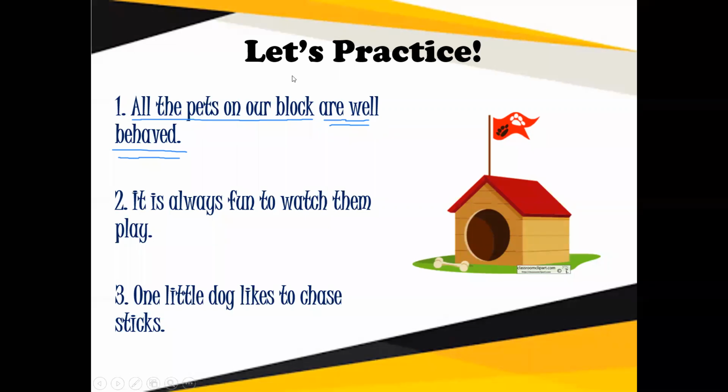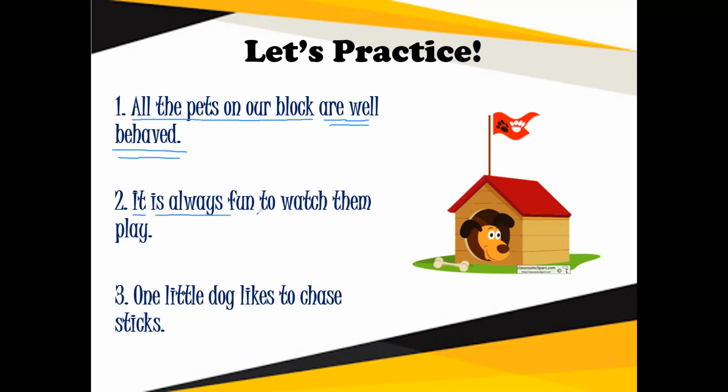In the second sentence, you have the complete subject, "it." It's composed only of one word, yes. And you have the complete predicate, "is always fun to watch them play." Lastly, in the third sentence, you have the complete subject, "one little dog," and the complete predicate, "likes to chase sticks."